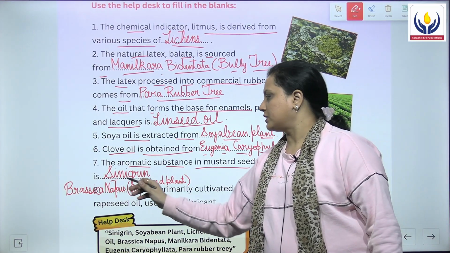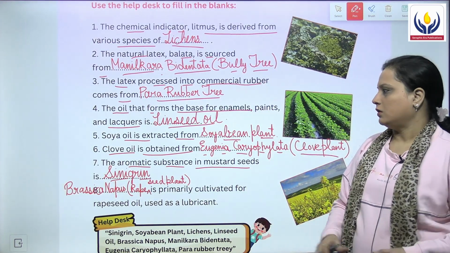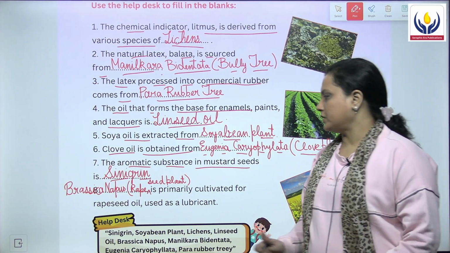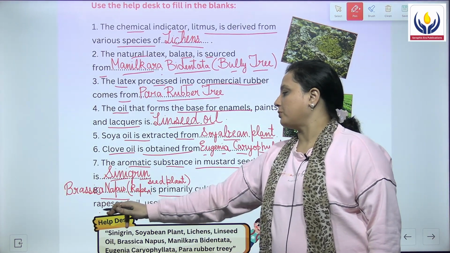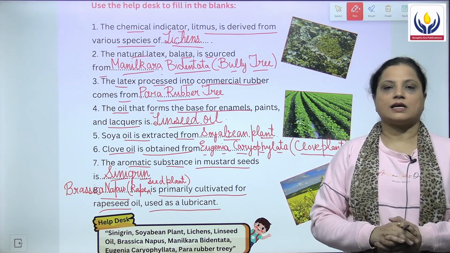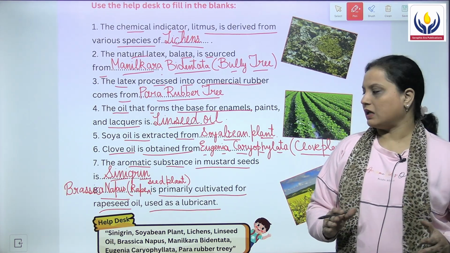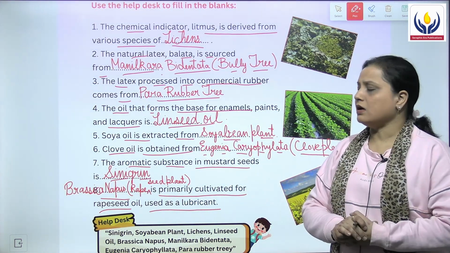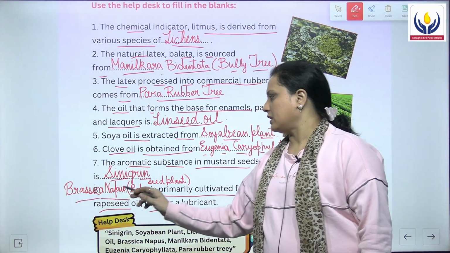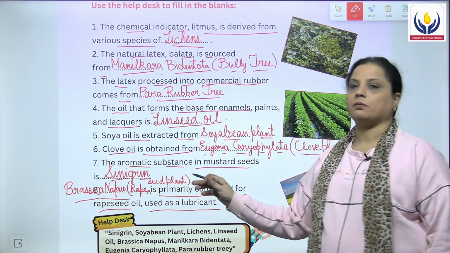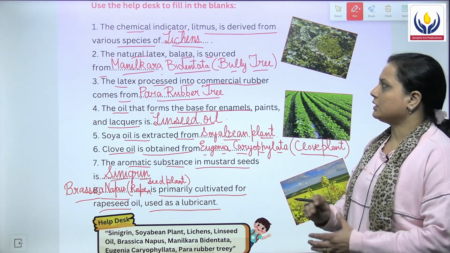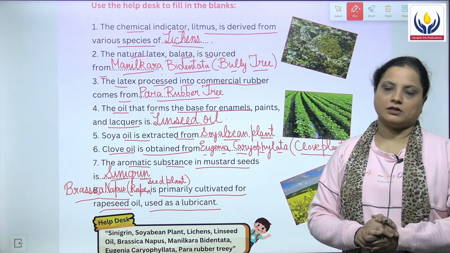It is sinigrin. Then the last one: dash is primarily cultivated for rapeseed oil and it is used as a lubricant, and the answer is Brassica napus. Brassica napus, and the common name for this is the rapeseed plant. So with this we have completed the fill in the blanks.